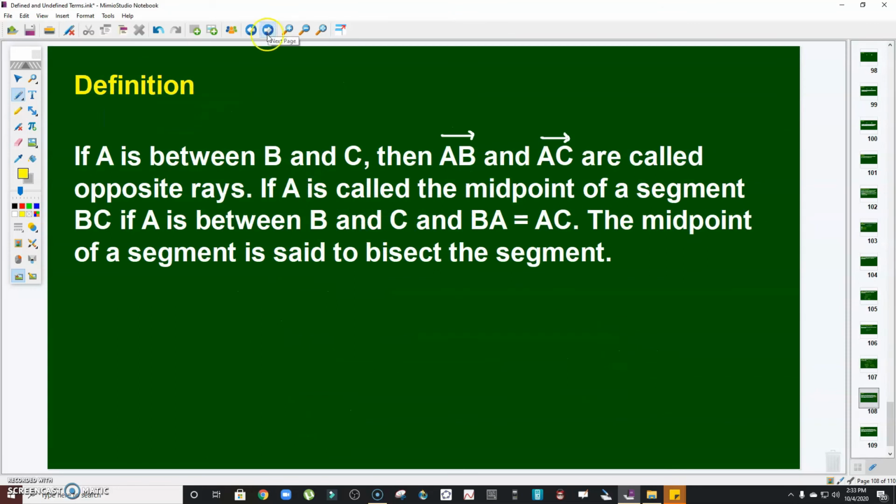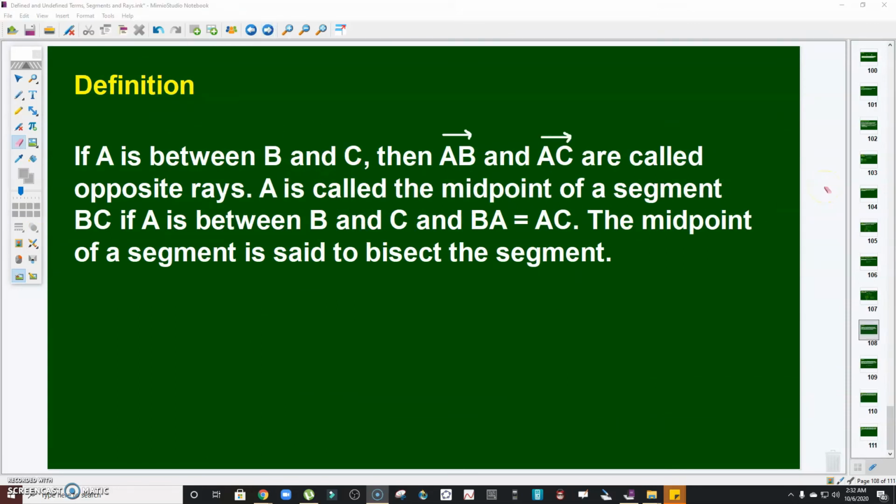Okay, next. If A is between B and C, then ray AB and ray AC are called opposite rays. A is called the midpoint of a segment BC if A is between B and C, and BA equals AC. The midpoint of a segment is said to bisect the segment.